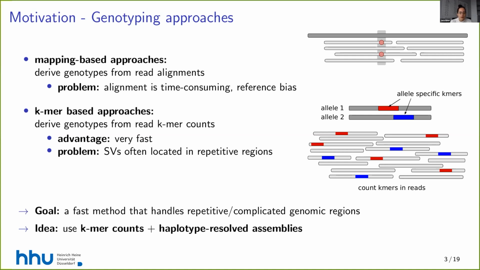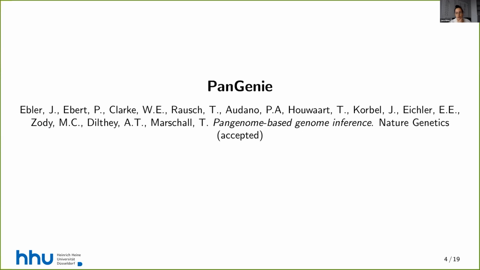So the goal of our project now is to find a method which is fast, but can also handle these repetitive or complex regions of the genome. And the idea now is that we use a k-mer-based approach, but additionally make use of haplotype-resolved assemblies in terms of a pan-genome graph in order to improve genotyping accuracy. And this is what PanGenie does.